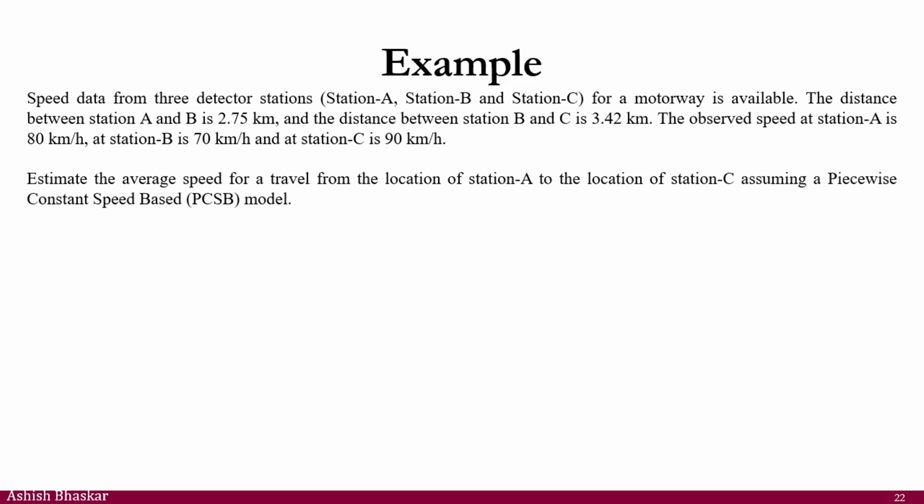What is the equation of it? Piecewise constant means the speed is constant for half the distance to the next detector. So if I'm observing a speed of, let's say, 80 at station A, that 80 is constant between A and B, half of A and B. If I'm observing a speed of 70 at B, then 70 is constant between half of A and B and half of B and C.